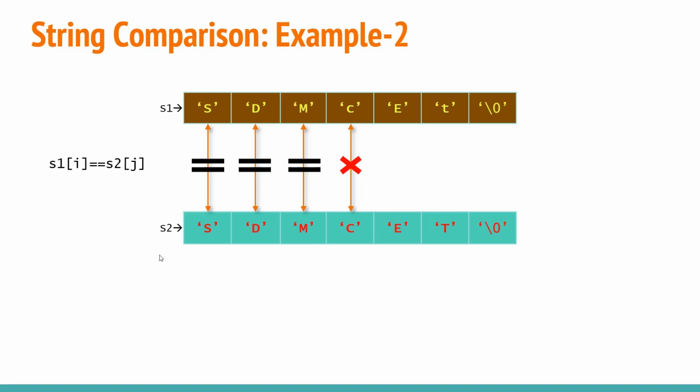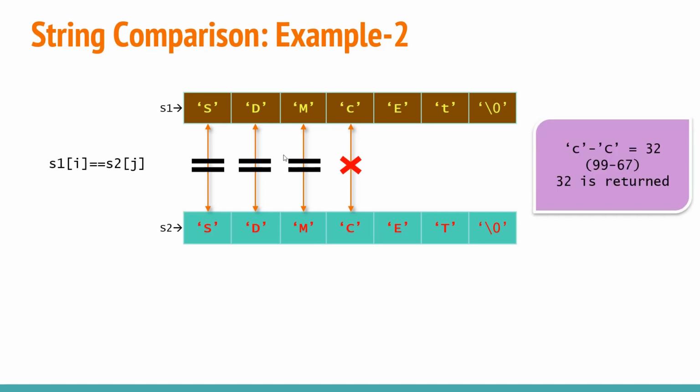So what value to be returned by strcmp is what we are going to see. We can notice now the difference between the small c and capital C value is what is going to be returned. So what is the ASCII value of small c? Small c minus capital C is 32. Why is it? Because the ASCII value of small c is 99 and ASCII value of capital C is 67. So 99 minus 67 is 32. Hence 32 is returned when these two strings are compared.